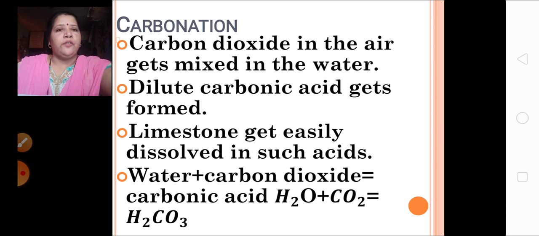As per whatever I said just now, here is a formula for it. Water plus carbon dioxide is equal to carbonic acid. Water, that means H2O, carbon dioxide means CO2. H2O plus CO2 makes carbonic acid, that is H2CO3.